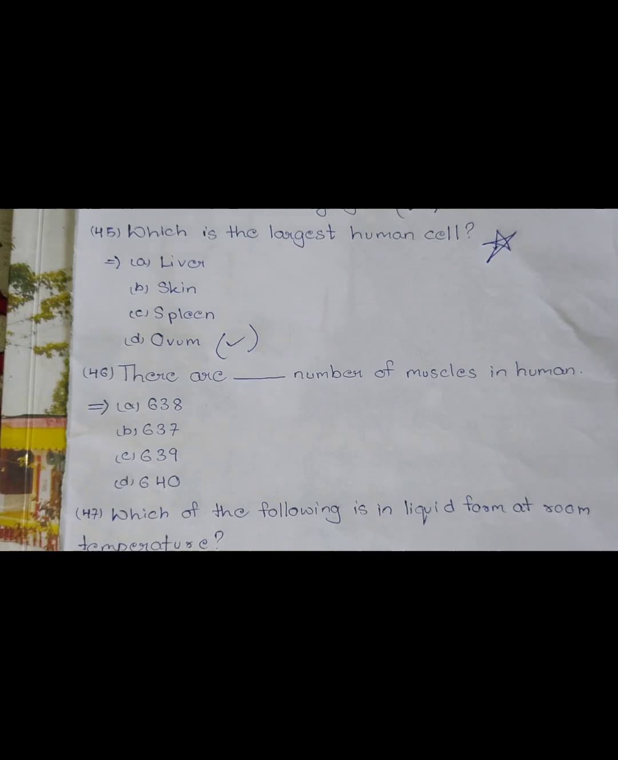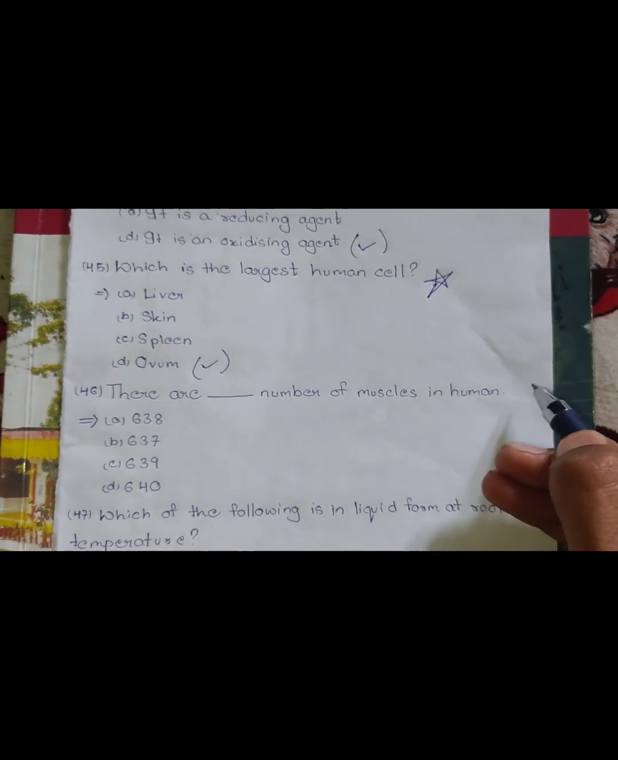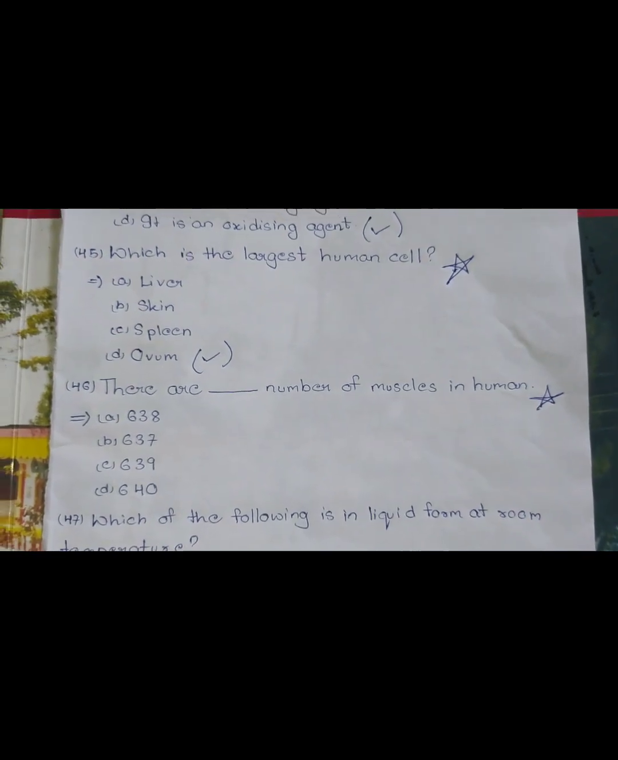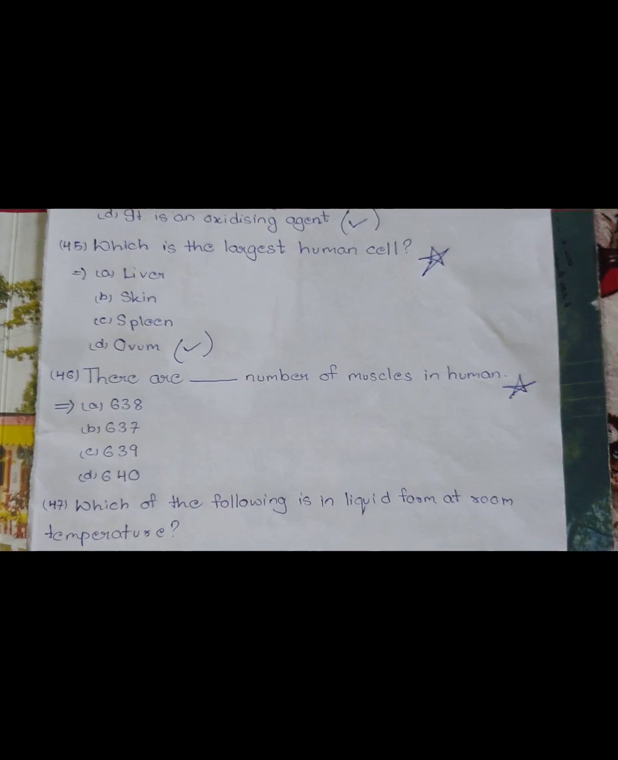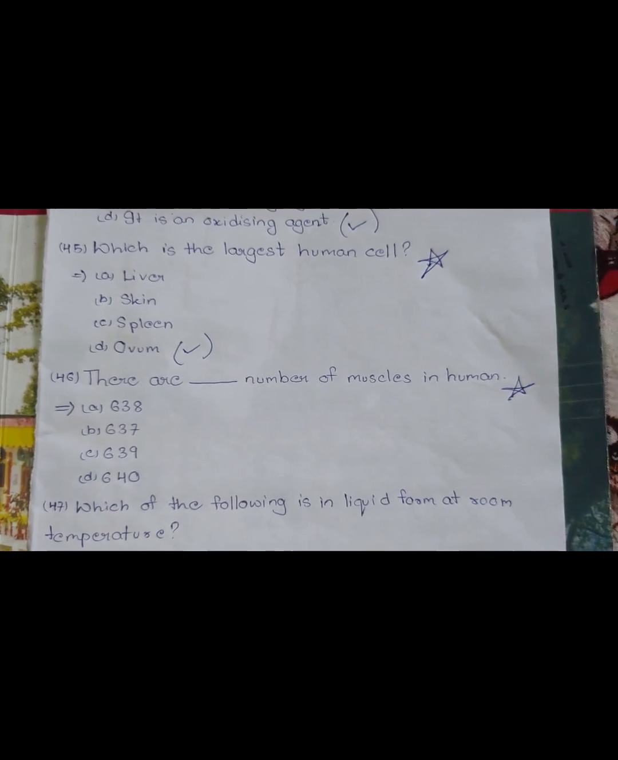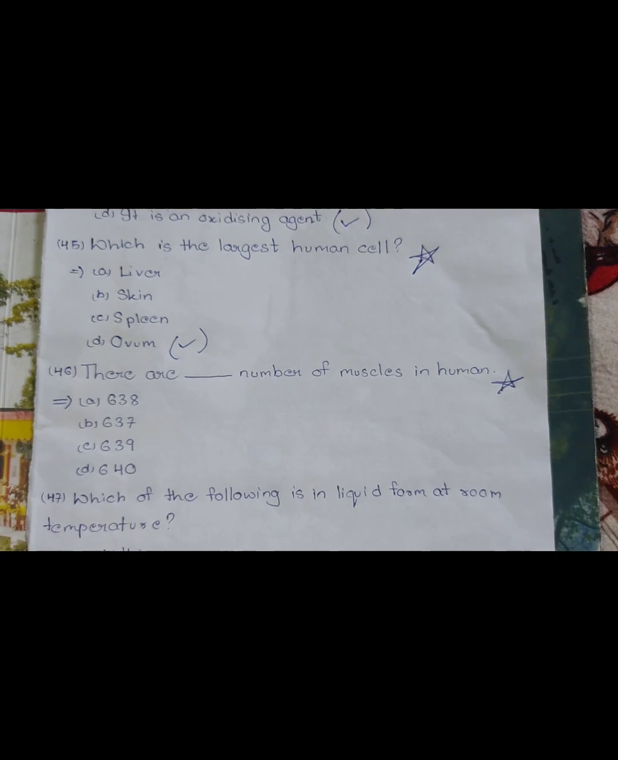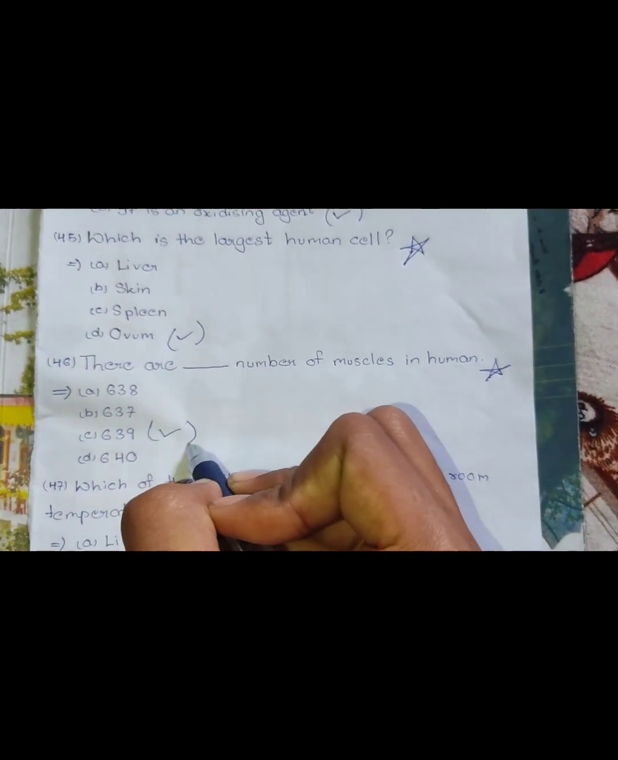Next question. There are dash number of muscles in the human body. This is also an important one, so please note it down or take a screenshot. Option A 638, option B 637, option C 639, option D 640. So the right answer is 639.